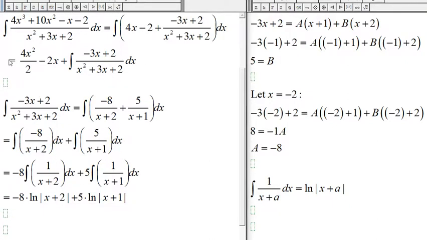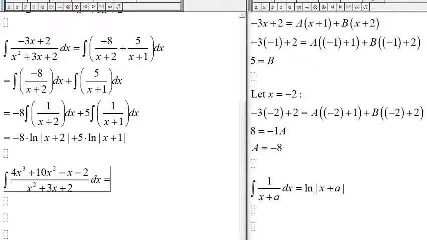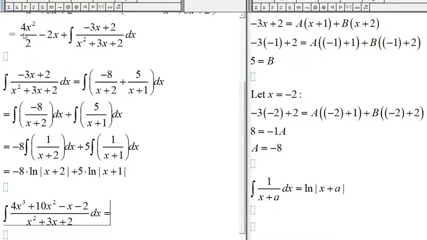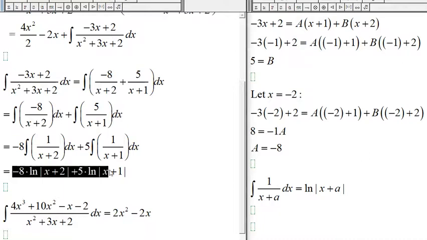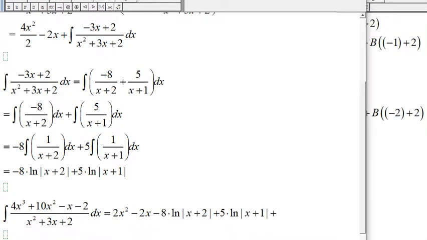And so the answer for the original integral right here would be 4x squared divided by 2, that is 2x squared, and then minus 2x, and then this integral right here, we have this. And then plus C. And this is the answer.